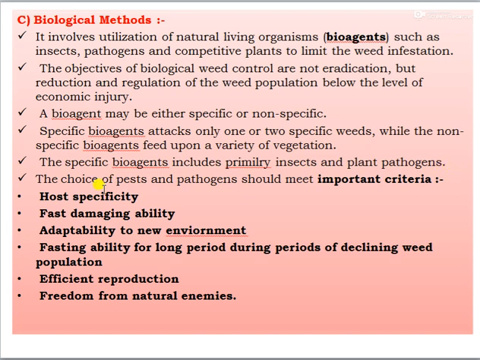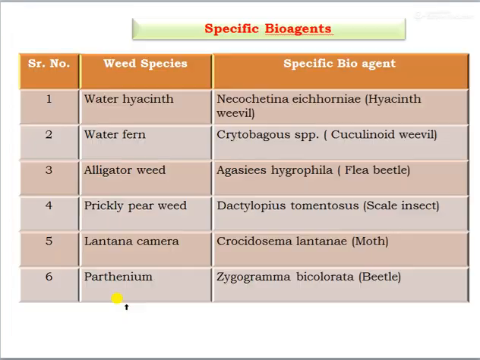The choice of pests and pathogens should meet important criteria: host specificity, fast damaging ability, adaptability to a new environment, ability to survive for a long period during periods of declining weed population, efficient reproduction, and freedom from natural enemies. These are the important criteria that should be studied before choosing either pests or pathogens for the biological control of weeds.